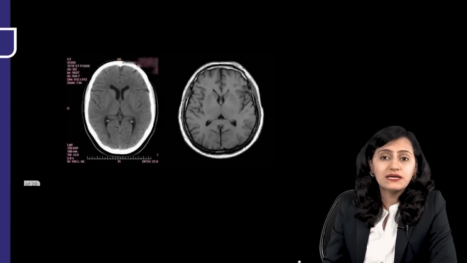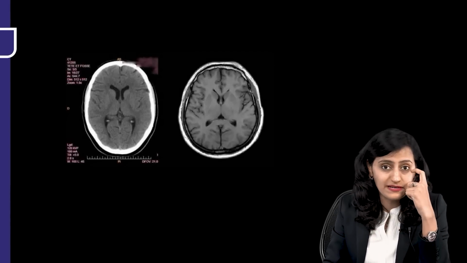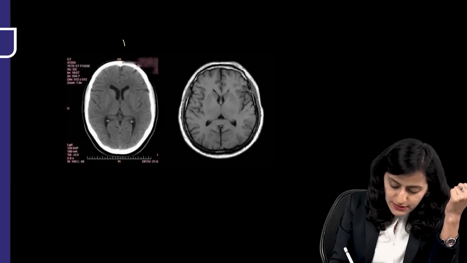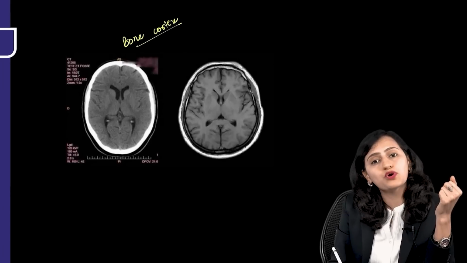Now, how do we identify first whether it is CT or MRI? Then how do we identify the MRI sequences? Always look at the bone, and to be very specific, always look at the bone cortex.